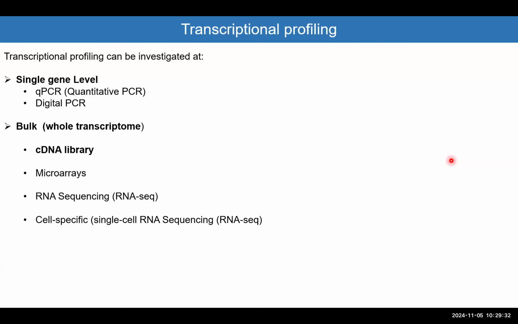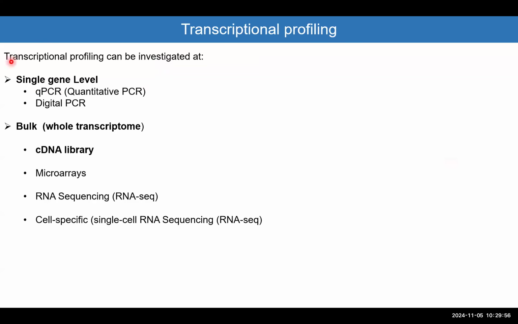Great. So I just refreshed your memory on how to isolate RNA, and what types of RNA we are interested in studying. But now imagine we want to study that RNA, and how can we proceed doing that? So we can perform a single gene analysis level.